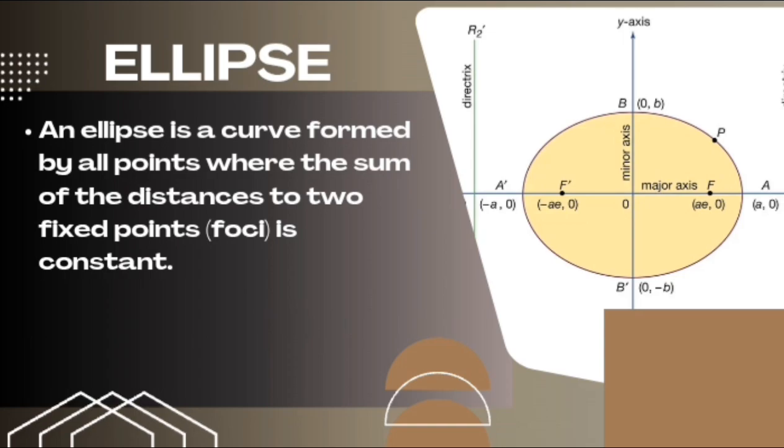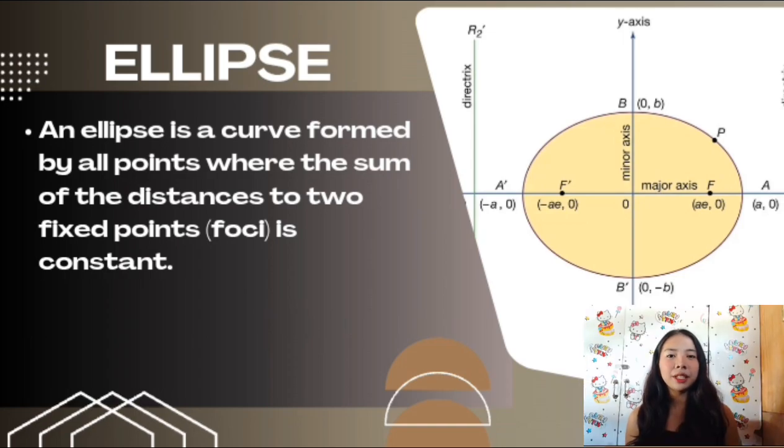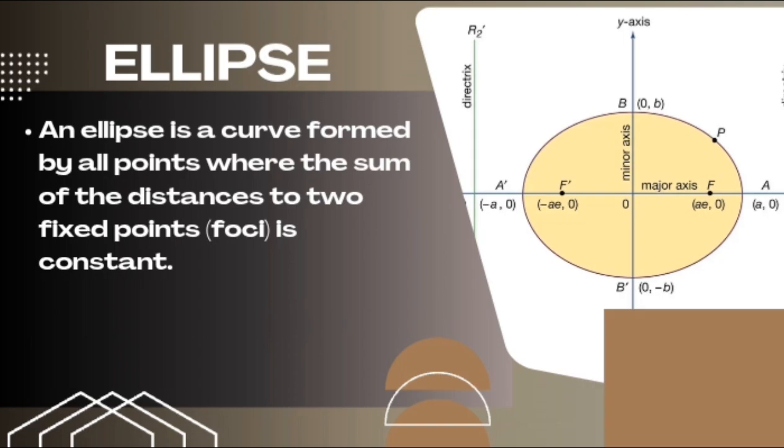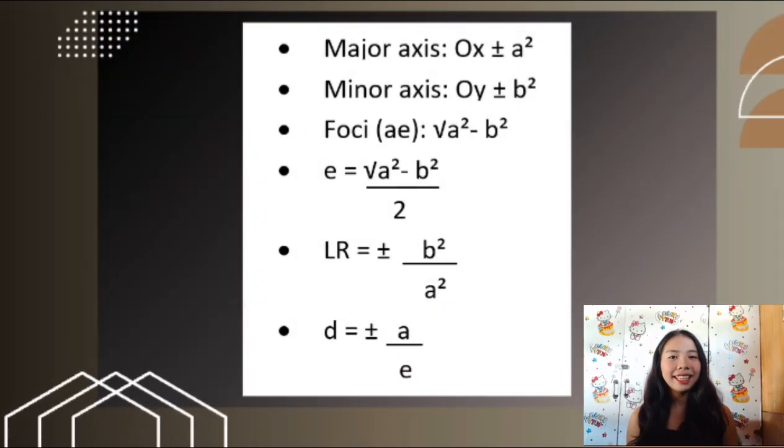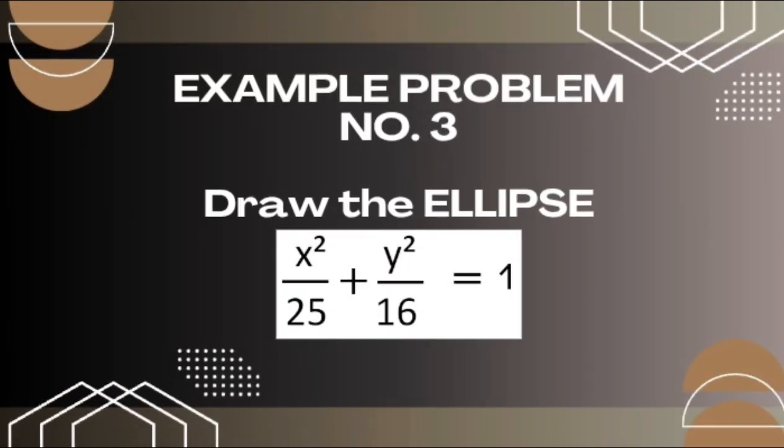Let's move on with ellipse. An ellipse is a curve formed by all points where the sum of the distances to two fixed points, foci, is constant. These slides show the formula of ellipse. Let's take a look at problem number 3 and solve it.